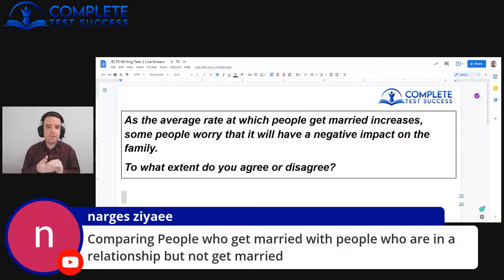So it's not about people who don't get married. It's those who are older when they get married compared to those who are younger when they get married. So that's exactly what we're talking about.